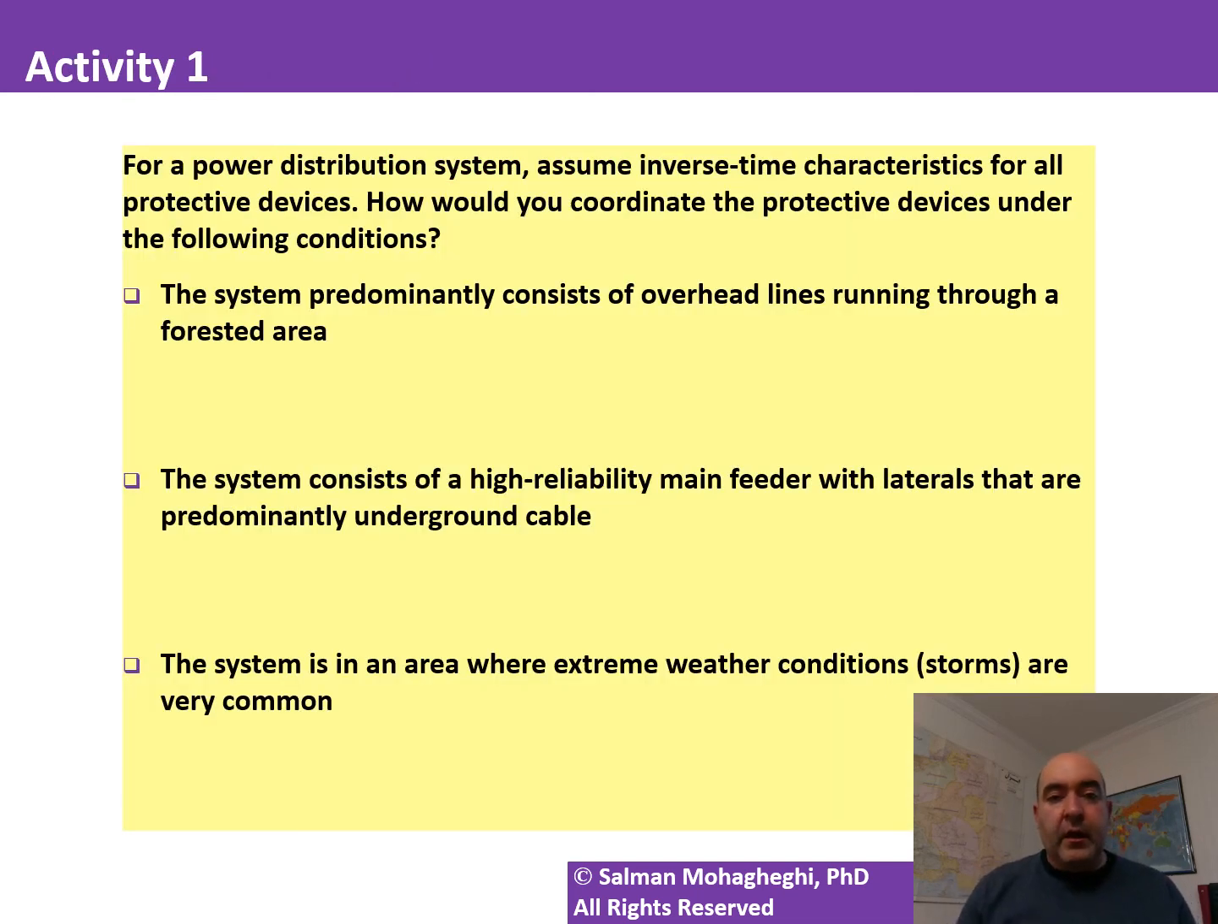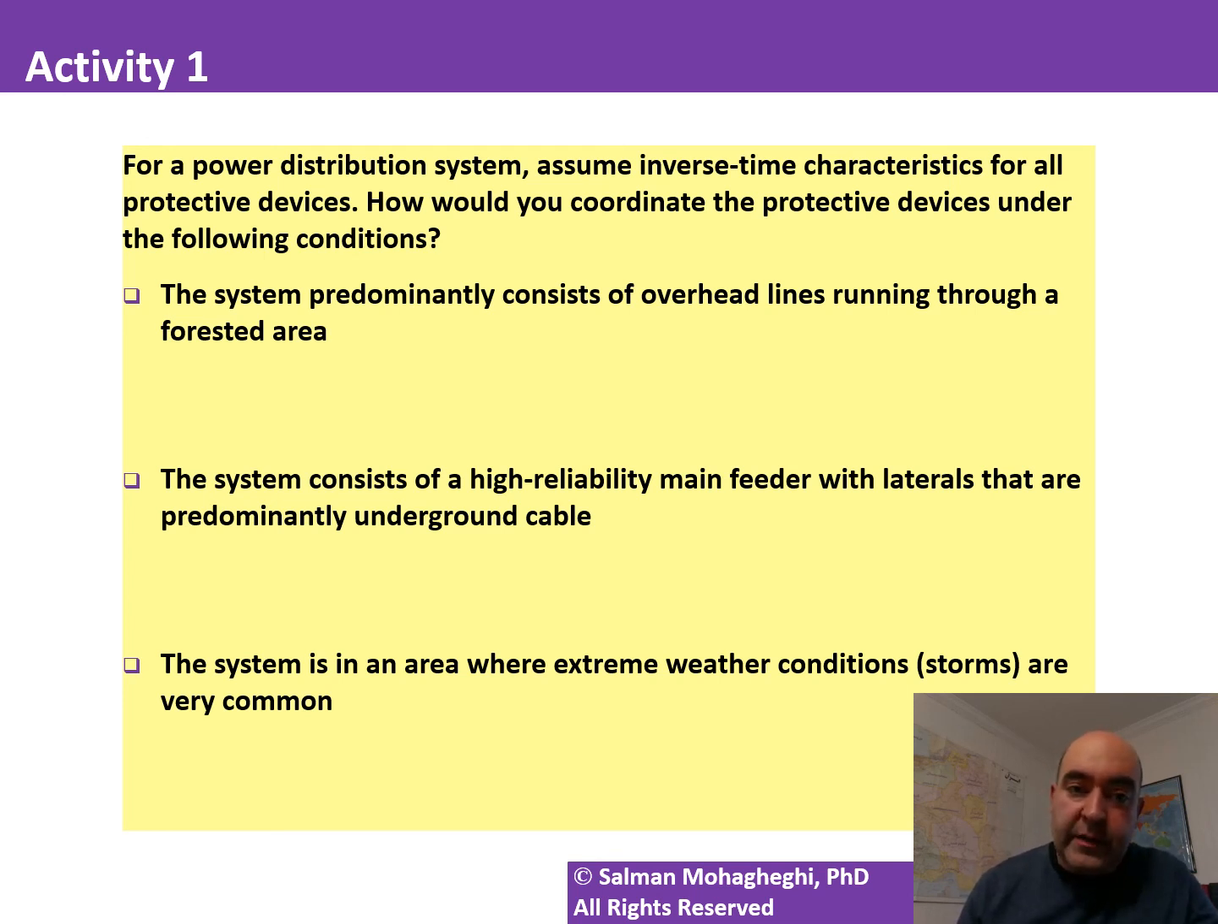All right, so here now we have an activity, and I want to put the things we discussed in the previous couple of slides into practice and see if we feel comfortable with these notions. Here I have a power distribution system, and I'm assuming that I have inverse time characteristics for all the protective devices: relays, auto reclosers, fuses, everything. How would you coordinate the protective devices under the following conditions?